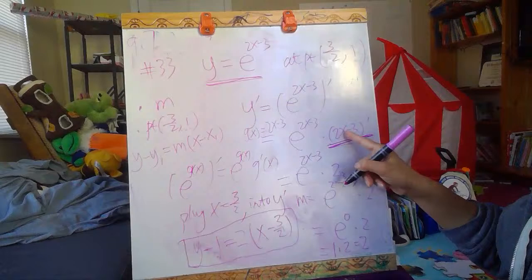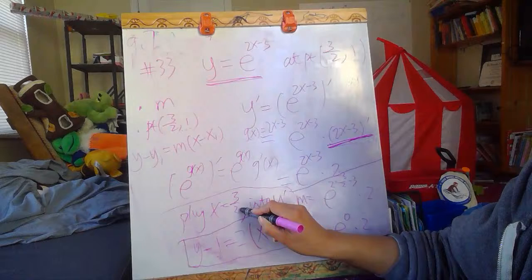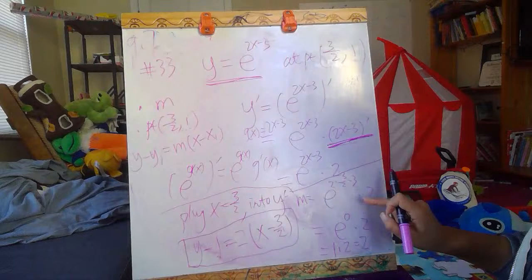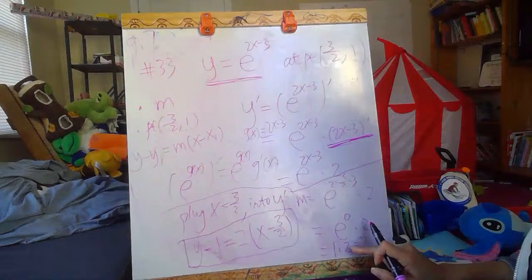So now we want to find the slope. We plug x equals 3 over 2 into the derivative function. So m equals e to 2 times 3 over 2 minus 3, times 2. So 2 times 3 over 2 is 3. 3 minus 3 is 0. e to 0 times 2. e to 0 is 1. 1 times 2 is 2. So we find the slope is 2.